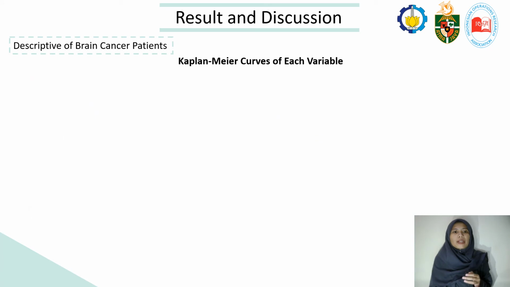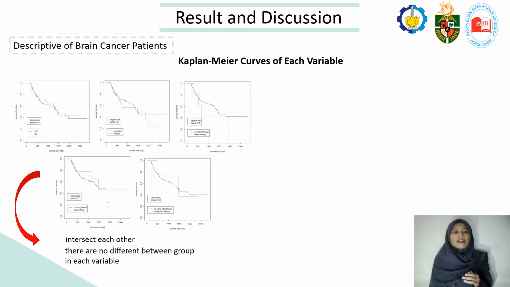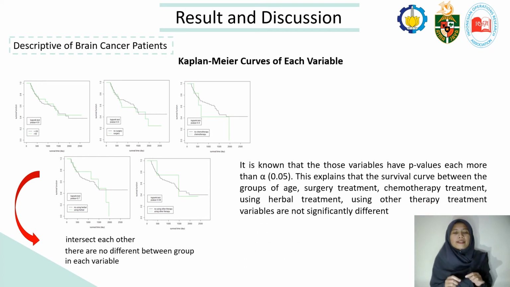Here is the Kaplan-Meier curve of each variable, where we know that the groups in each variable intersect each other, which means that there is no difference between groups in each variable. From the log-rank test, we also know that the groups of age, surgery treatment, chemotherapy treatment, using herbal treatment, and using other therapy treatment variables are not significantly different.